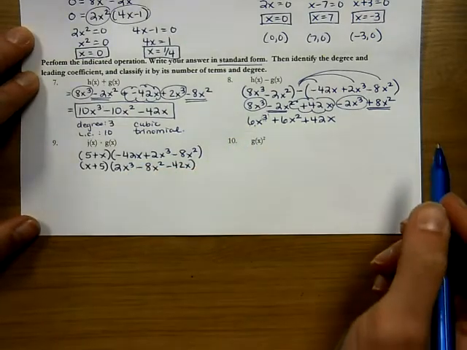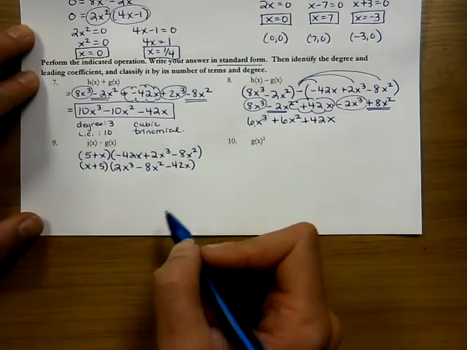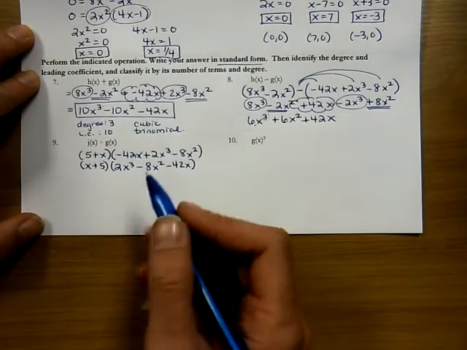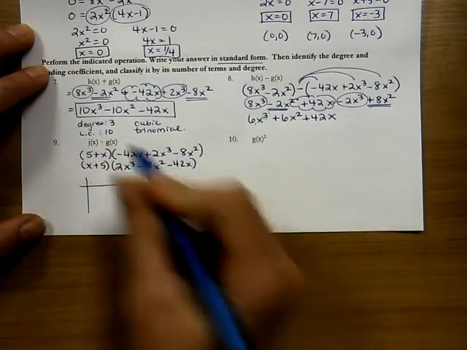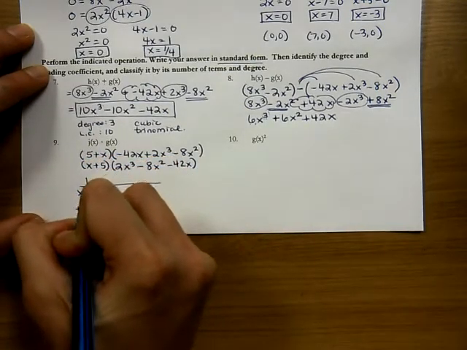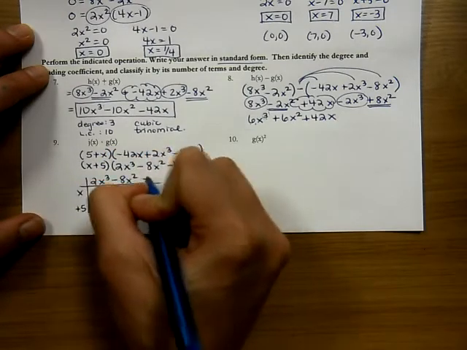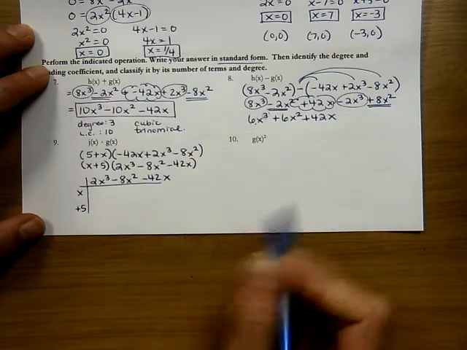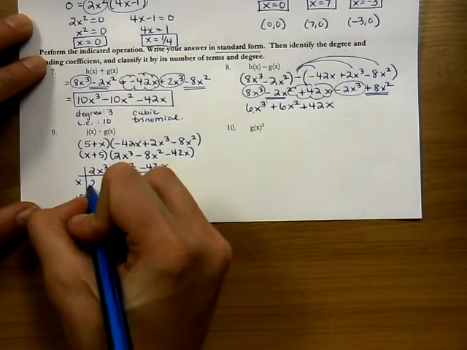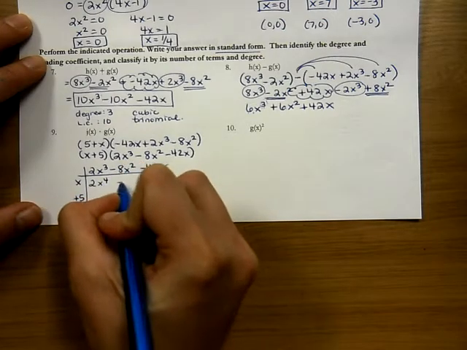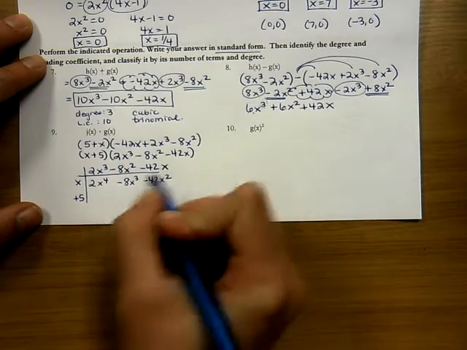We've talked about multiple ways to do this. You can use the distributive property and just write it in a row, or you can use the distributive property by doing the area model. I'm going to do this with the area model because I just think it's easier to organize all of my terms. So I'm going to do my x plus 5 over here, 2x to the third minus 8x squared minus 42x. So when I do that, I get 2x to the fourth minus 8x to the third minus 42x squared.